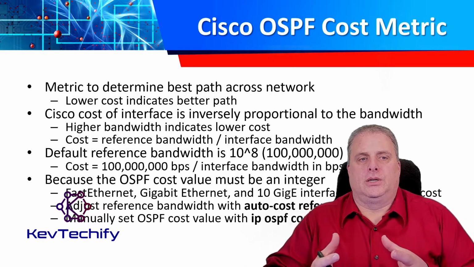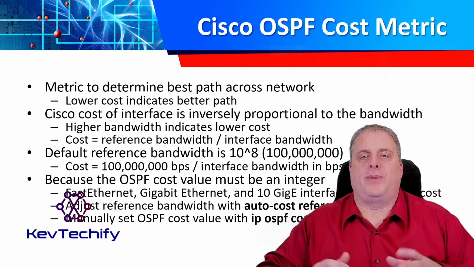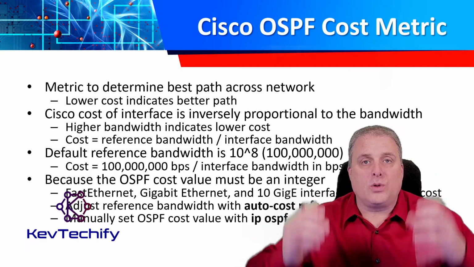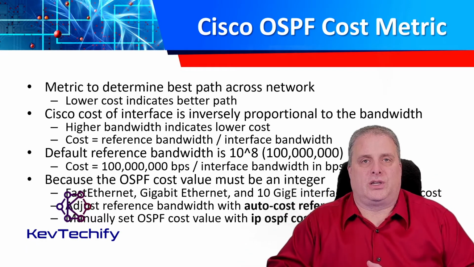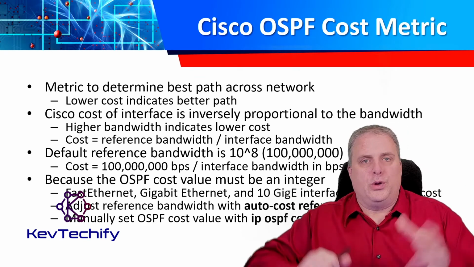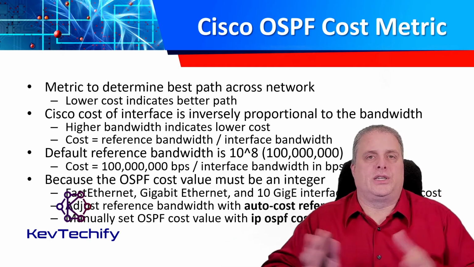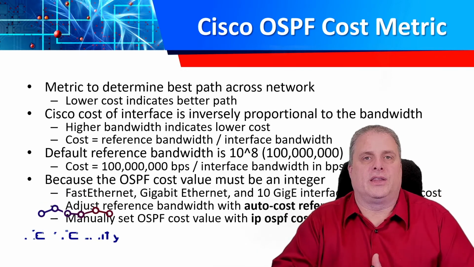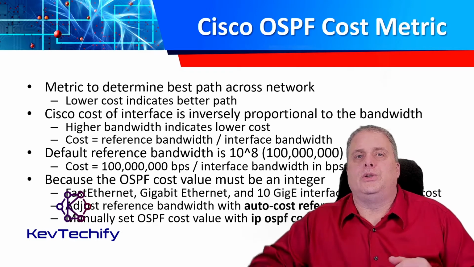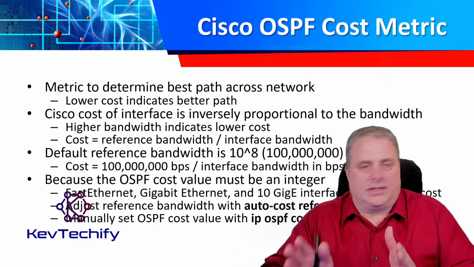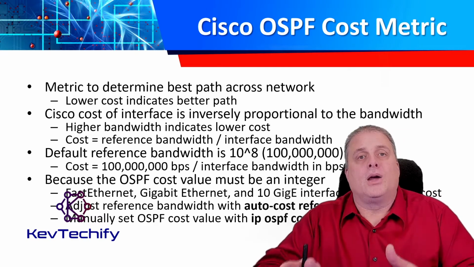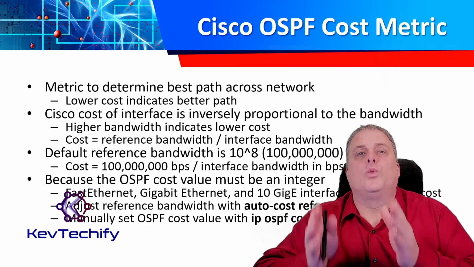The metric to determine the best path across the network is the lowest cost for OSPF. The lowest cost is the best path across the network. You're going to travel from LA to New York. You have the choice of two prices on a seat on an airplane to get there. One is going to cost you $1,000. One is going to cost you $500. It's the exact same seat next to each other, but one's going to cost $1,000, one's going to cost $500. Which one are you going to choose?